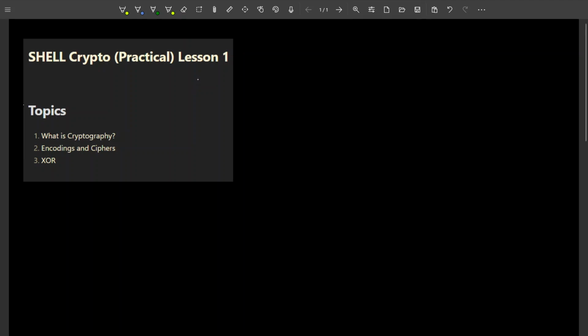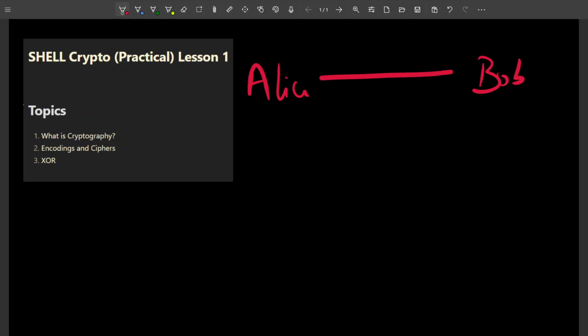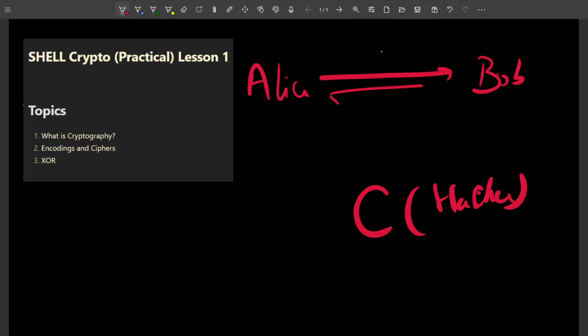Let's think of it in simpler terms. As an example, if this is A and this is B, in most books you'll see these people as Alice and Bob, but A and B work just as fine. If A and B are communicating, and this is a third person, the hacker or threat actor or the third party that we do not want to see the communication between Alice and Bob.